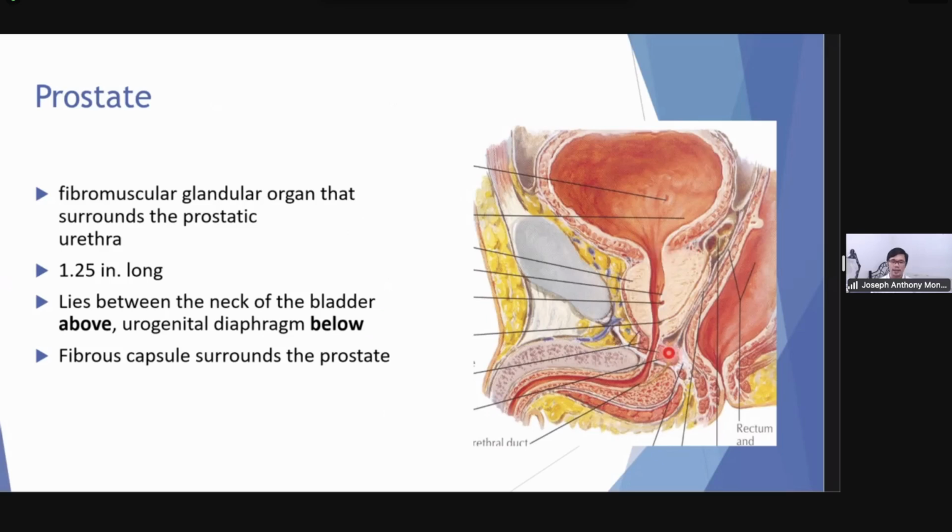Important to take note, there is a close relationship between the base of the neck of the bladder and the base of the prostate, and also the apex, or the inferior part, has its close significance to your urogenital diaphragm. Okay? There will also be a fibrous capsule that surrounds the prostate.